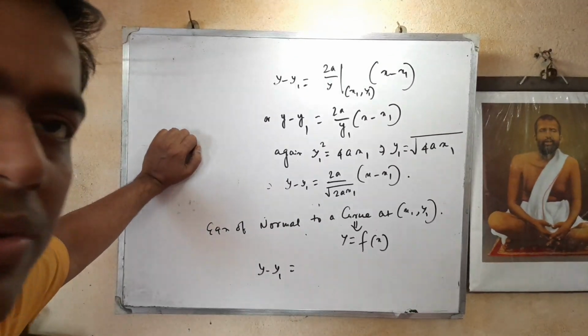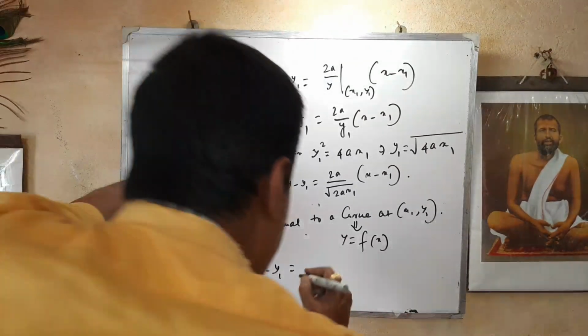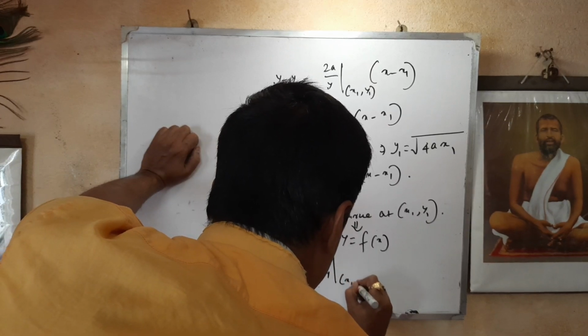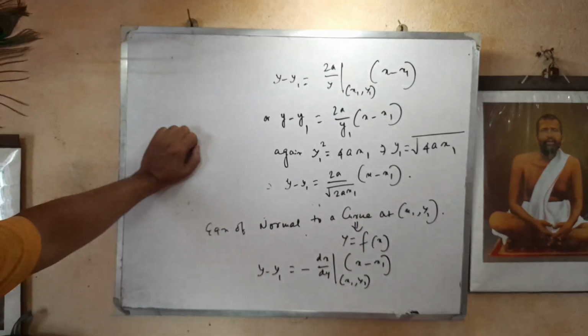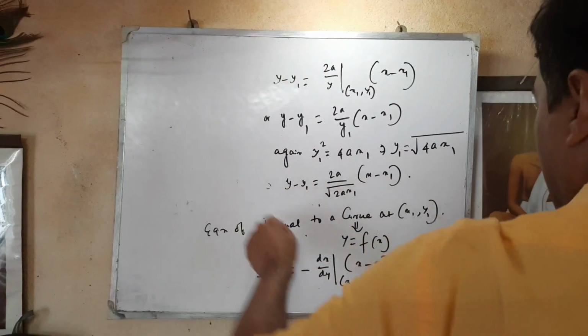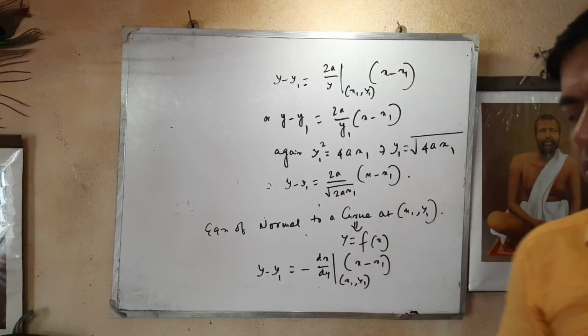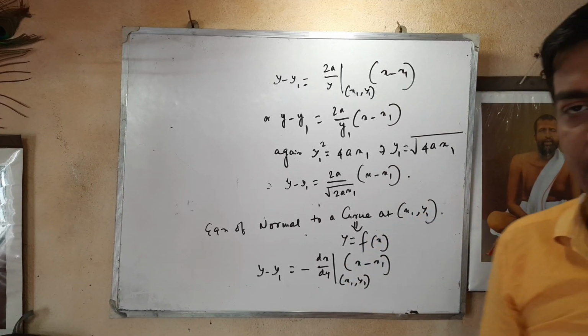Tangent and normal are mutually perpendicular, so the product of their slopes must be equal to minus 1. So it will be minus dx/dy at x1, y1 into x minus x1. It is the equation of the normal to the curve y equal to f(x) at x1, y1.